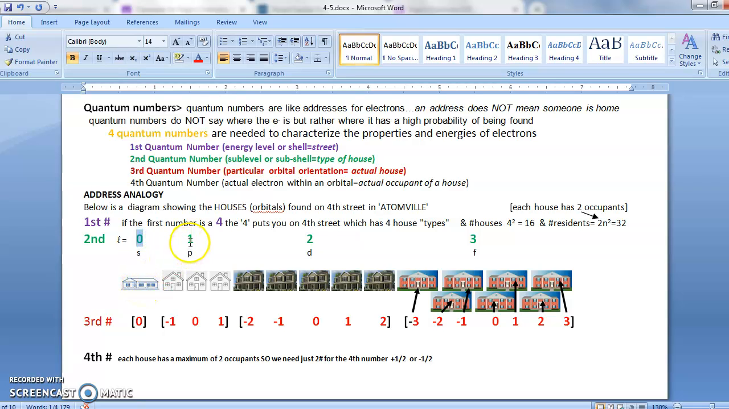If the second number is a 1, there's 3 types of houses. If the second number is a 2, there's 5 types of houses. If the second number is a 3, there's 7 types of houses. How does this code work?